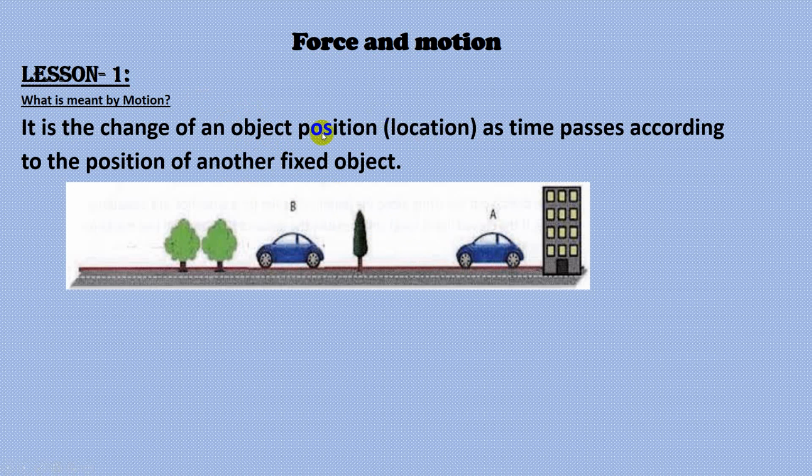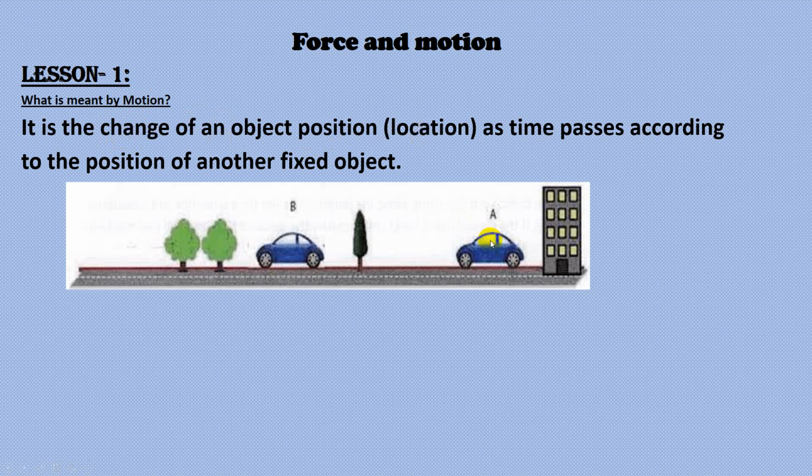This is the first keyword. The motion means that the object changes its position, for example, from A to B, as the time passes, according to the position of another fixed object. For example, if you consider this building is a fixed object. So, what's meant by motion simply? Motion is the change in the object position. So this is the first keyword.